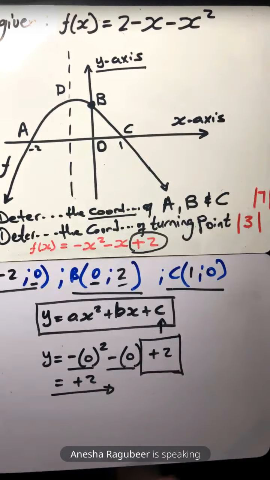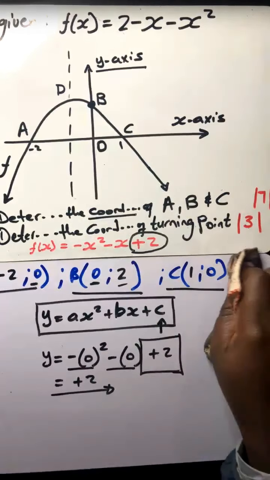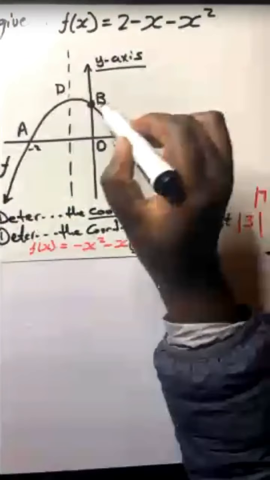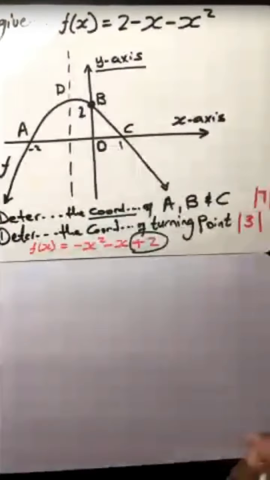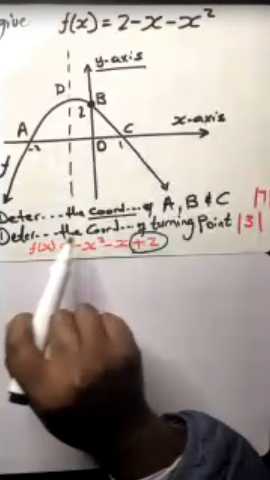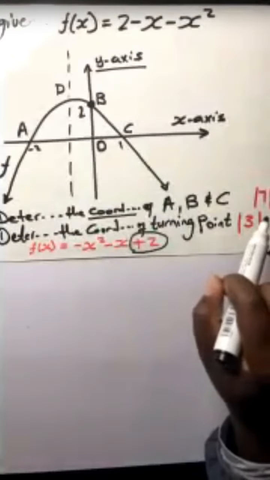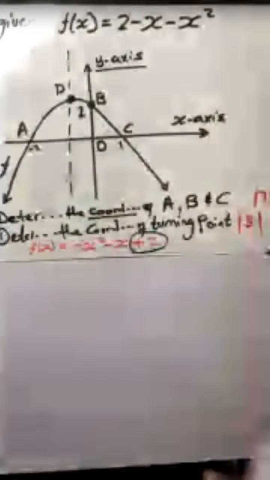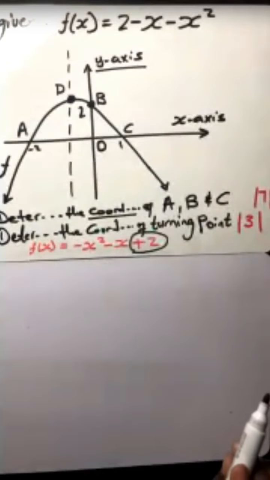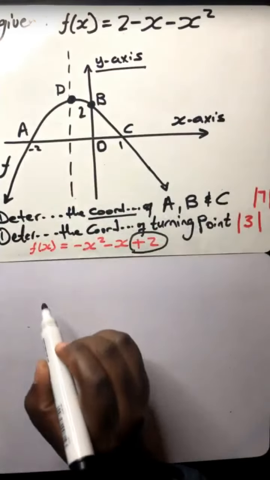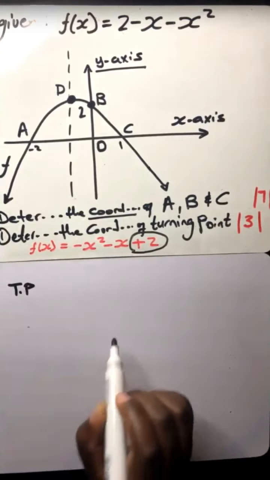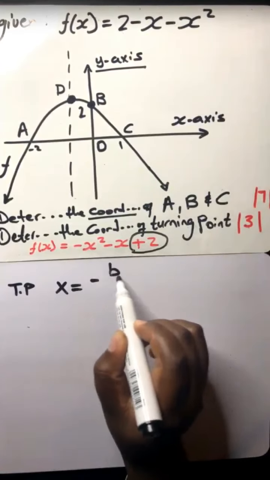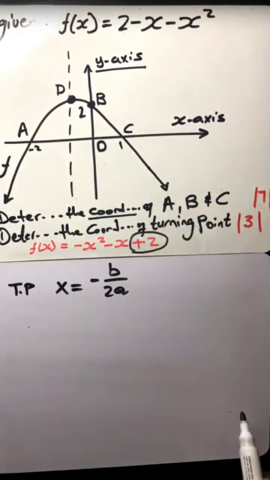Yes, sir. So I'm going to remove this, but just remember that our value there is 2. So the next, which is the last question, says determine the coordinates of the turning point. So this is the turning point. I'm not sure if you remember from our yesterday's lesson. We said when you determine the turning point, you use this formula. This is the formula for you to determine the turning point. The x value of the turning point is negative b over 2a.